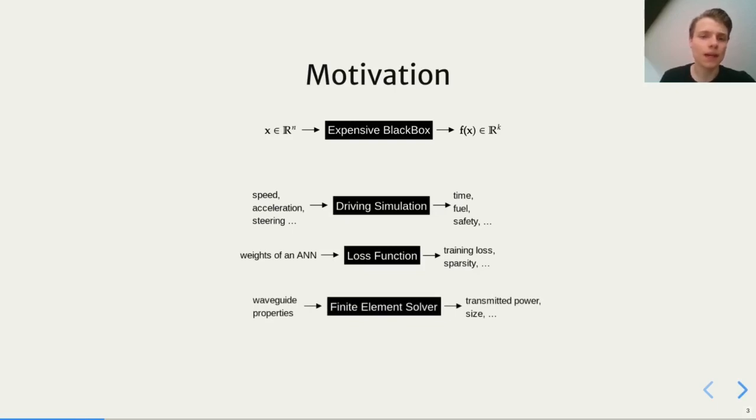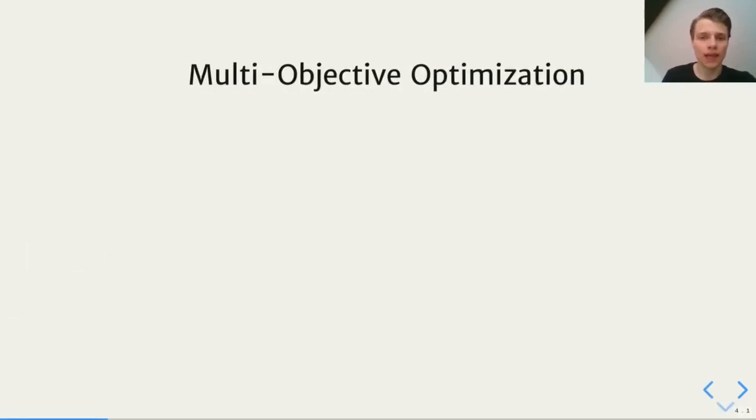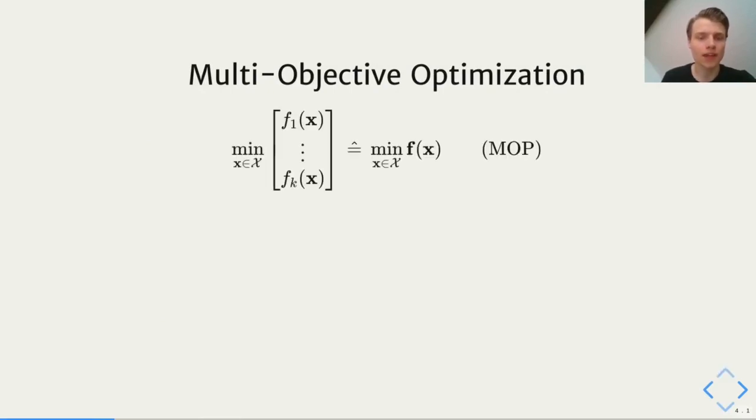What do we mean when we say we have a multi-objective optimization problem? Well, we can first simply write it down. We say we want to minimize some objectives f1 to fk within a feasible subset mathcal X of R^n, and this problem we call MOP, for multi-objective optimization problem.